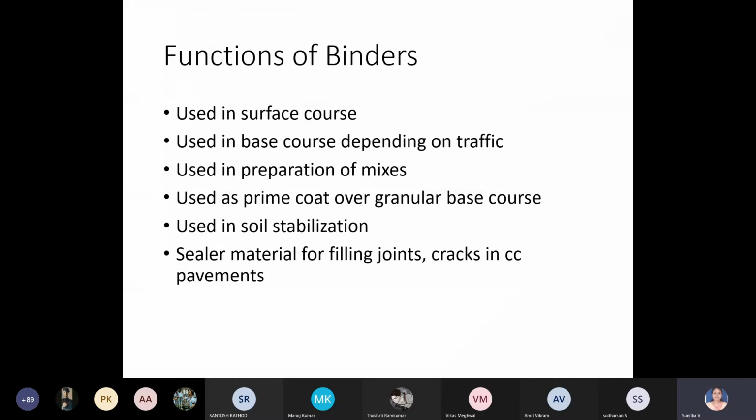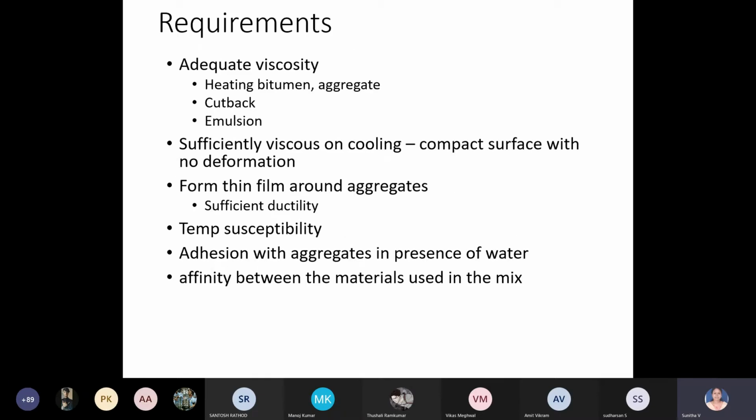Functions of bitumen: it's used in the surface course or top course. If the traffic is very high, then you can even use it for the base course also. It's used for the preparation of mixes, as a prime coat on a granular base course, for soil stabilization, which I mentioned for desert soil, and as a sealer material for filling joints and cracks in cement concrete pavement.